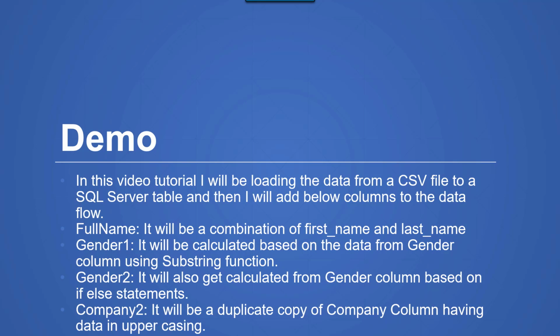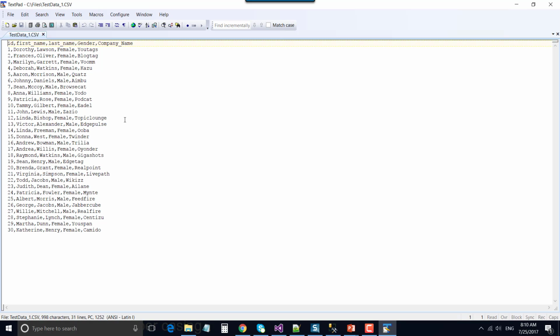In this video tutorial, I will be loading data from a CSV file to a SQL Server table, and then I will add the below columns to the data flow. So before going to explain these full name, gender 1, gender 2 and company 2 columns, let me show you the source CSV file so that you have some idea about which data set you are going to work with. So this is the CSV file that we are going to load.